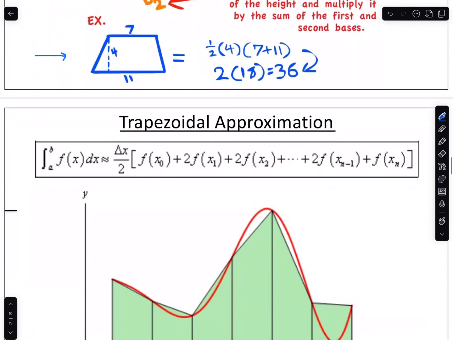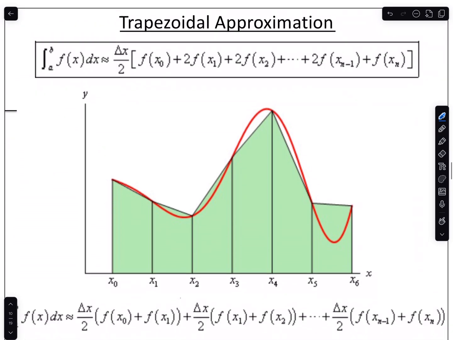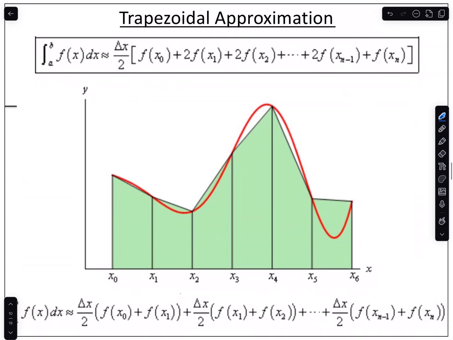So when it comes to approximations, we'll take this idea and we'll extend it. The integral from a to b of a function dx is approximately delta x over 2. And if you're taking a look at these trapezoids, maybe the first thing you'll notice is they do a pretty darn good job of approximating the area under the curve. For example, if you're looking at this one, you can say that's a slight underestimation, slight overestimation, slight overestimation. Maybe not the best when it comes to these two sections.